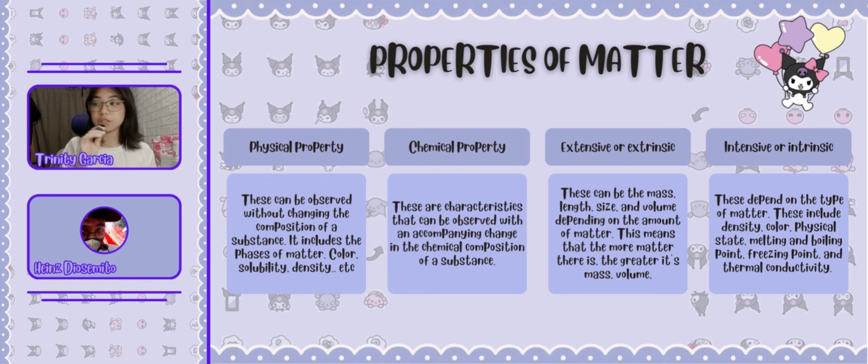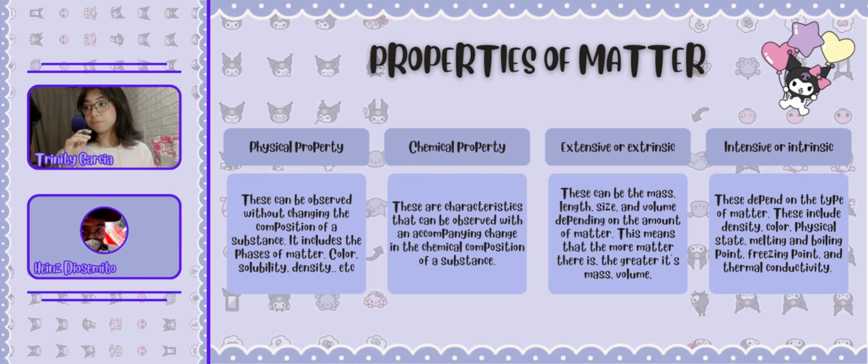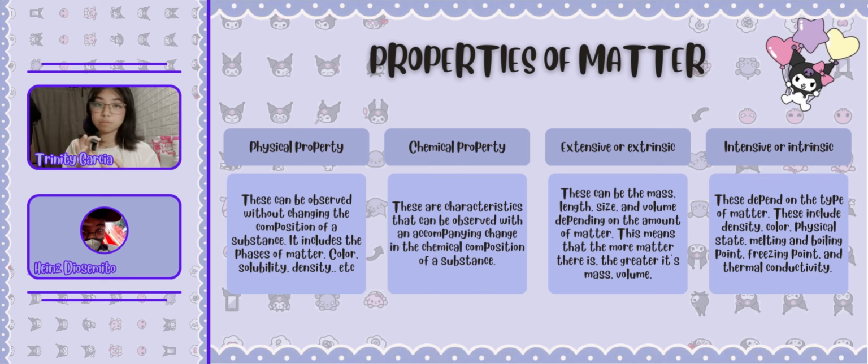For chemical properties, on the other hand, these are characteristics that can be observed with accompanying change within the chemical substance. So you can't see it physically, but there is a change. You just can't identify it because it's within the substance or the composition of the substance.